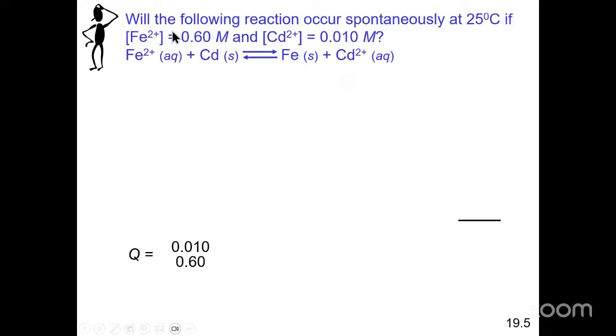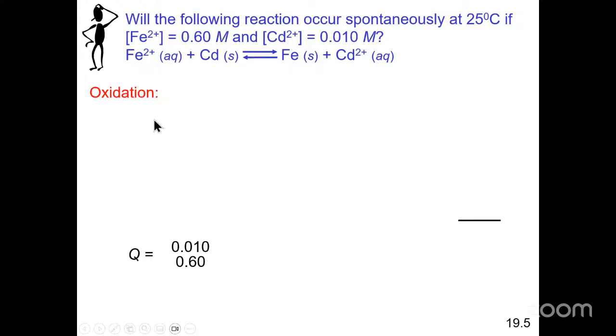It says, will the following reaction occur spontaneously at 25 degrees? And it gives you the concentrations of the iron 2 plus and the cadmium 2 plus. This is the equation. So basically what you need to do is find the standard EMF, or the EMF of this reaction, not necessarily the standard EMF, but the EMF of this reaction. If the EMF of the reaction is positive, that means that the reaction is spontaneous. If it is negative, that means the reaction is not spontaneous, right? So how do we do that?